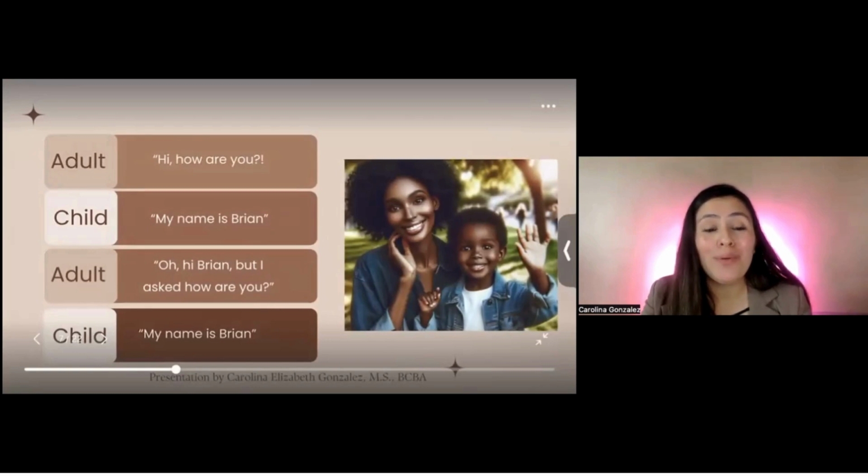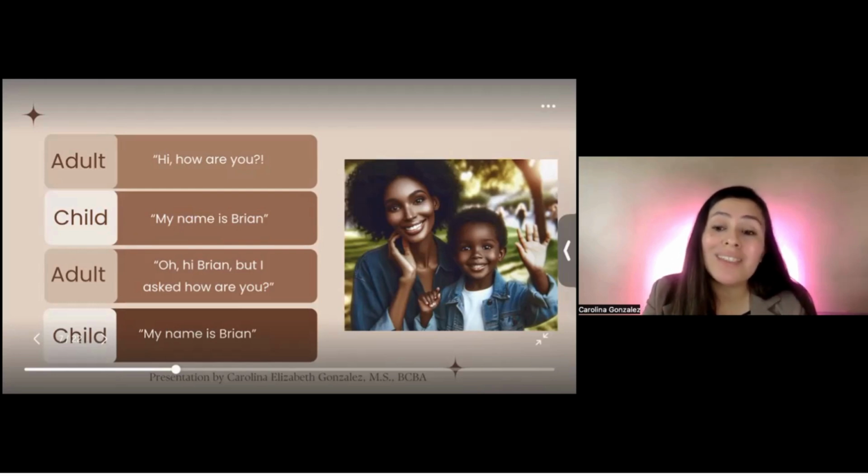Okay, here's an example. The adult says, "Hi, how are you?" The child responds appropriately by saying, "My name is Brian." The adult says, "Oh, hi, Brian. But I asked, how are you?" The child then says, "My name is Brian." Okay. So he did respond by saying his name, but the question was, how are you? And notice that he did not answer that. So in that situation, the child may have just learned that when this person approached him and said hello, he went ahead and said his name.